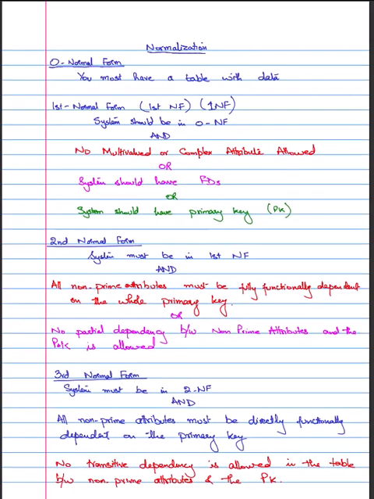Today I am talking about normalization in a very detailed way. So what is normalization in databases? Normalization is the process of organizing data in a database.